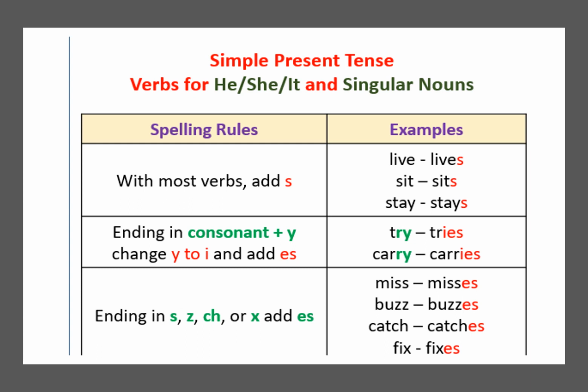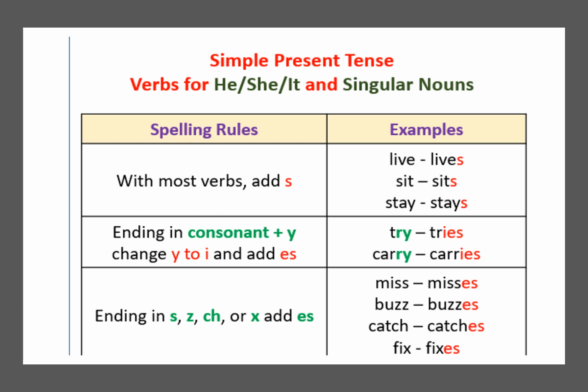When we have verbs where the second last letter is a consonant followed by y as the last letter, the verb in the present tense is changed by changing the y to i and adding es to it. For example, try changes to tries. Here we have replaced the letter y with i and we have added es. Similarly, carry will change to carries and cry will change to cries.